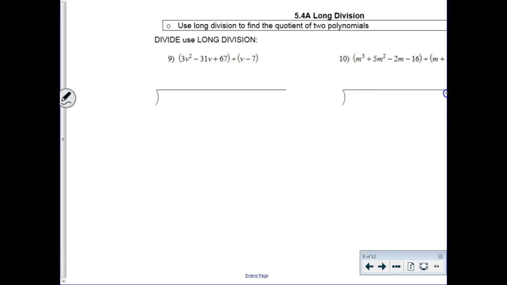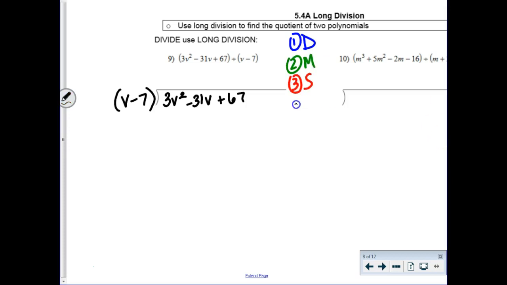And I'm looking at a long division question, which means my dividend here, 3v squared minus 31v plus 67 is being divided by v minus 7, the divisor. Now, I like when the divisor has parentheses around it. And then to remind you of our steps, step 1 is to divide. Step 2 is to multiply. Step 3 is to subtract. And then step 4 is to bring down. And then you keep repeating that process until you're out of terms. We might have a remainder, we might not.